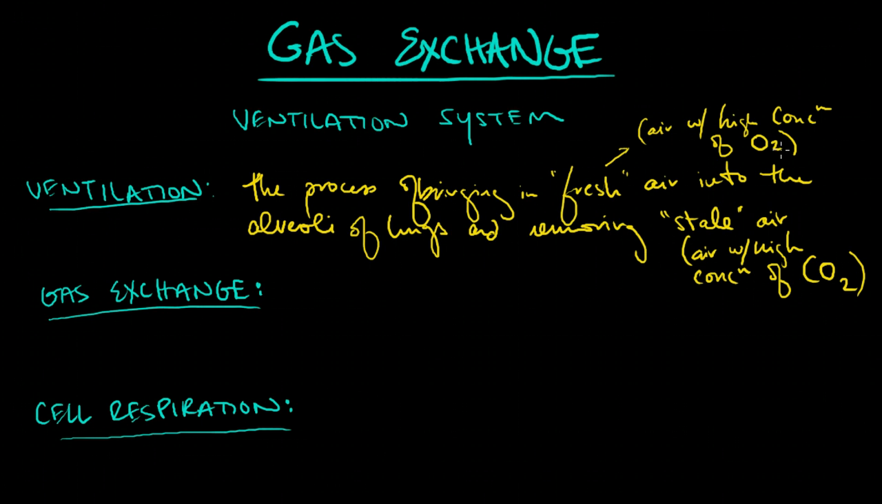And so when I say high concentration of oxygen, I'm actually also implying low concentrations of carbon dioxide in this fresh air. And when I say stale air that has high concentrations of carbon dioxide, I'm implying there are low concentrations of oxygen.